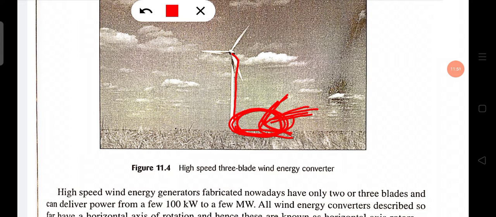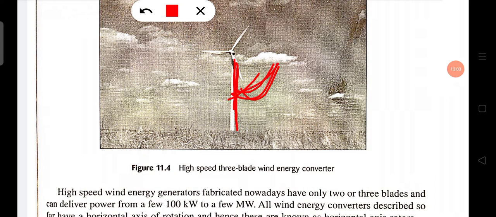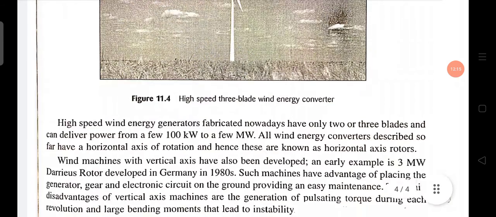The disadvantage is that due to this transmission there is a rotation loss, and also when the rotor bends, the transmission line gets destroyed.